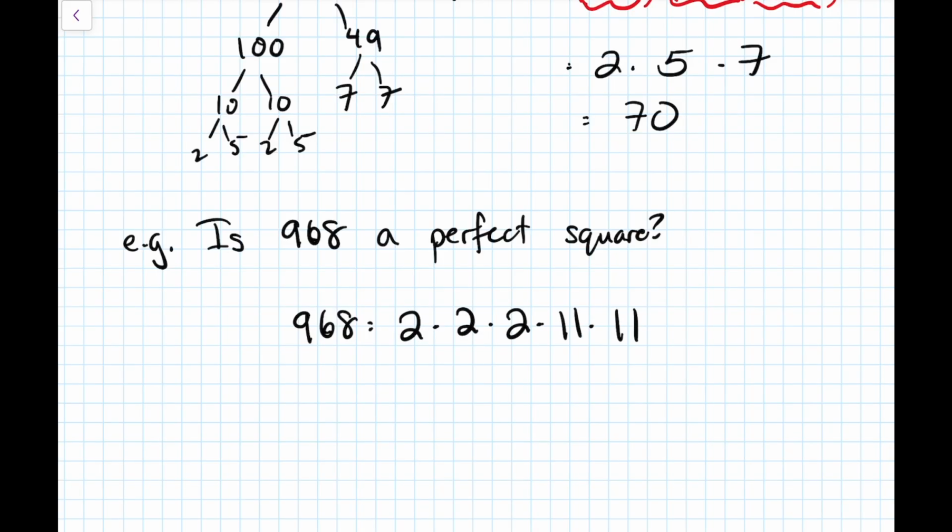And so if you're kind of feeling confident with this, pause me for a second and see if you can figure out whether this thing's a perfect square or not. And then I'll explain to you why it is or isn't.